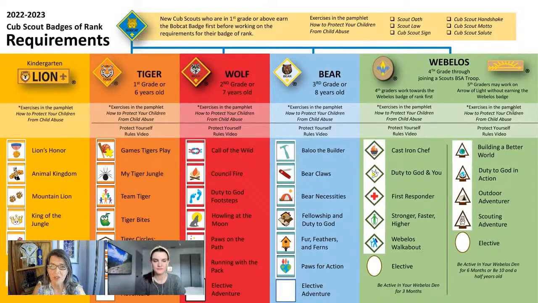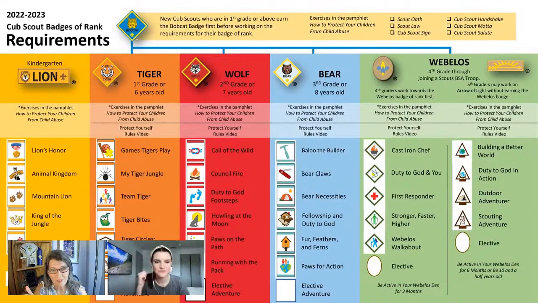And then this shows that there are 5 pins that they're going to be working on as required activities. And then they have an elective, and the den will choose which elective they're going to work on. And then they also have a time requirement. So that's the first time that there's a time requirement. They have to be in the den for 3 months.